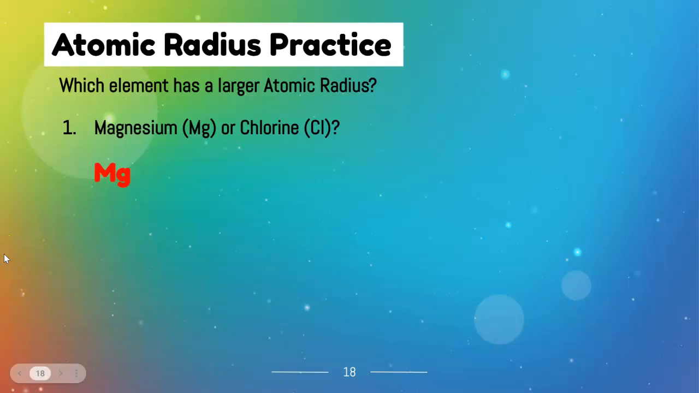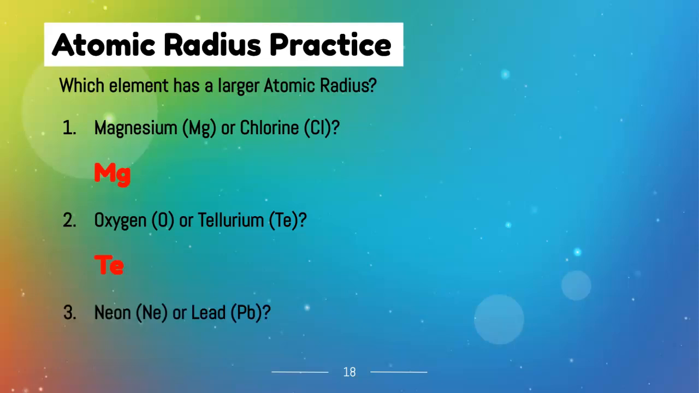Magnesium, because it's more towards the left of the periodic table. So they're on the same row, but magnesium has less electrons on that outermost shell. It's not holding as tightly to the nucleus as chlorine. Oxygen or tellurium? Tellurium. It's on a lower row on the periodic table, meaning it has more electron shells.